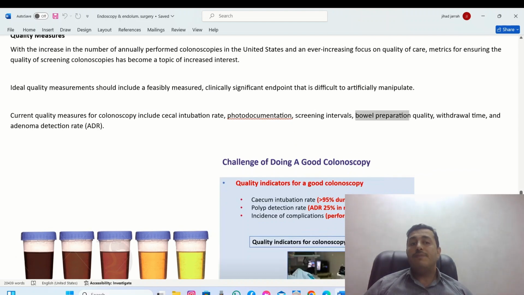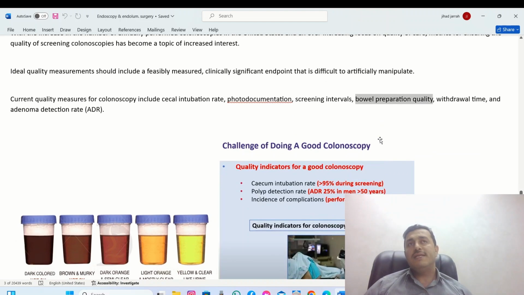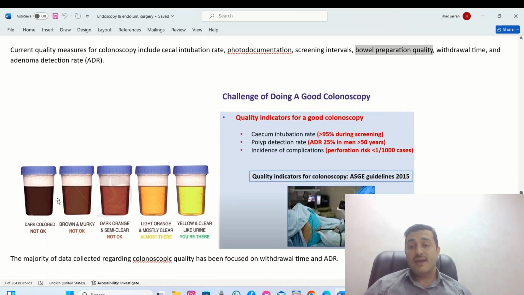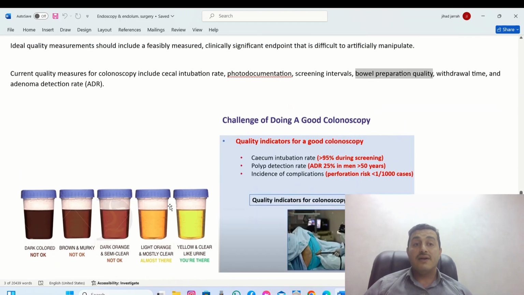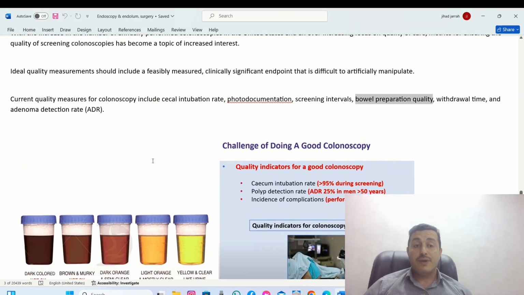The shorter the screening interval, this means that the quality of the colonoscopy is not good. Bowel preparation quality, if you remember, we talked about the Boston preparation score, and you can see here the color of the stool after bowel preparation. Here we have the yellow and clean urine-like stool.